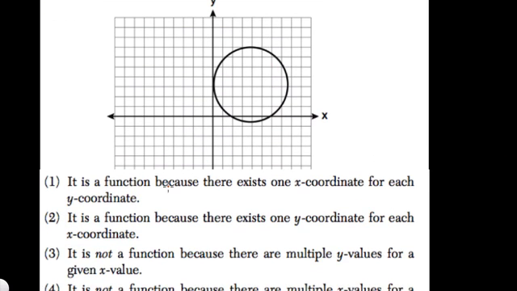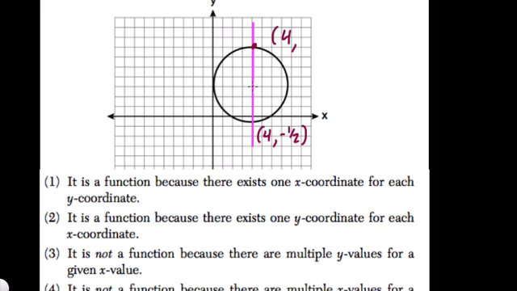So the first one says, it is a function because there exists one x-coordinate for each y-coordinate. Well, it's not a function, in fact, because if you were to draw a vertical line, let's say here, right? Well, here, let's say this point is 1, 2, 3, 4, and then, I don't know, -1. Maybe it's 4, -1/2, I'm not sure, I can't tell. Here, this point is also 4, but a different y value.